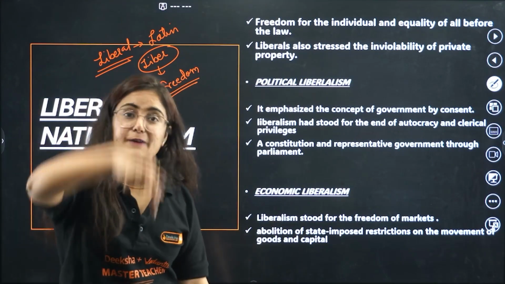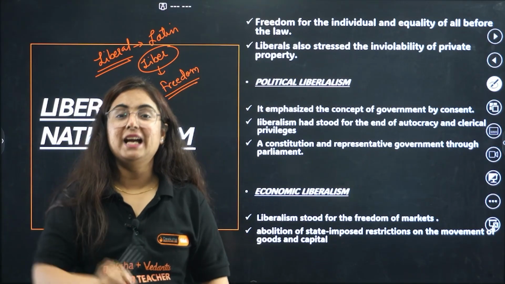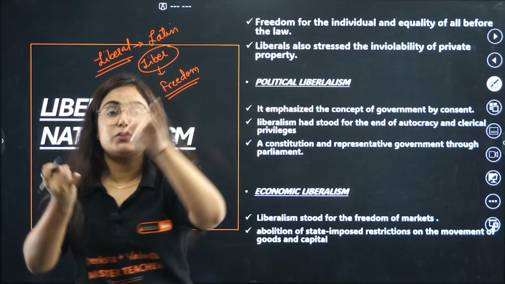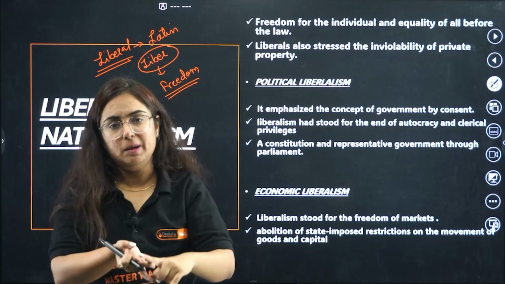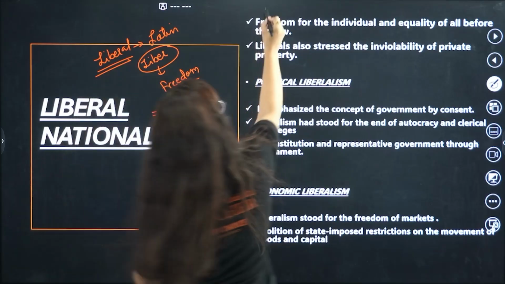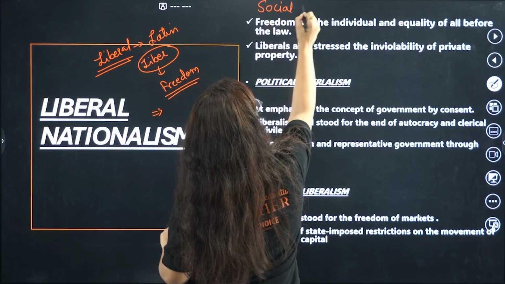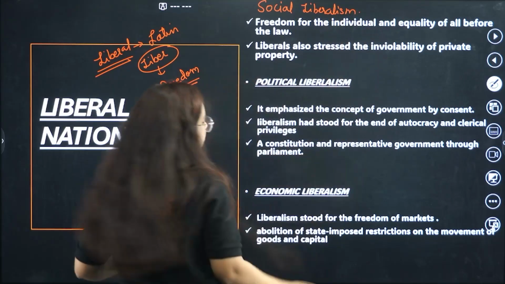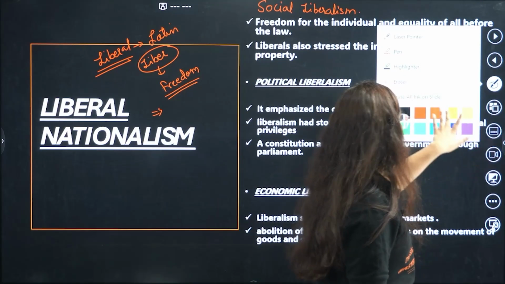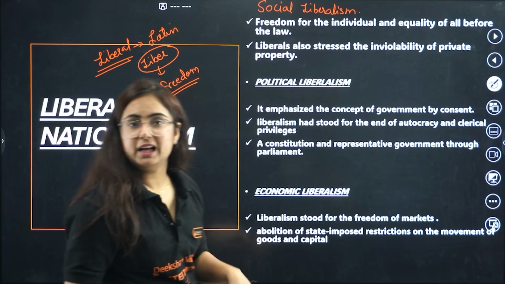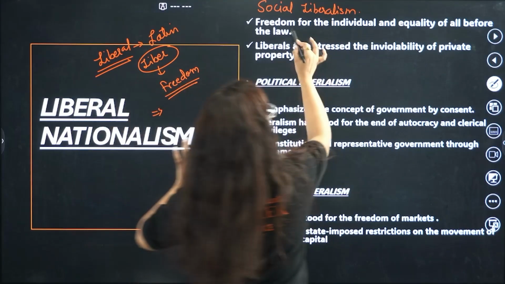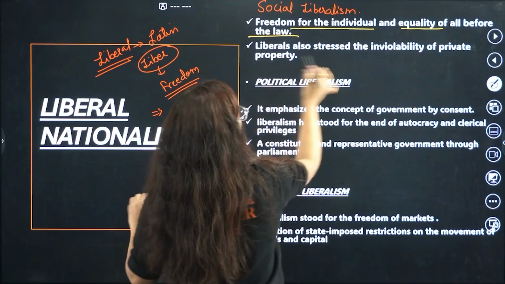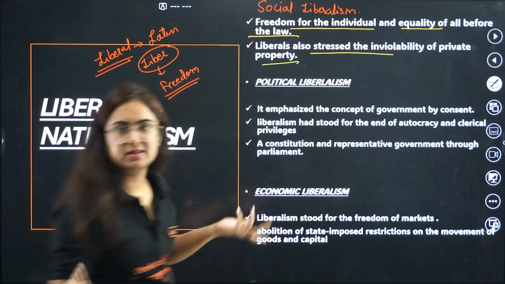Again, a 5-marker question comes from this topic: explain what is liberal nationalism in the context of social, political and economic aspects. So when I say social liberalism, what will you understand? Freedom in the society, obviously. In society, which type of freedom do people want? People want freedom for the individual and equality before law. They want the right to property. This is the basic thing.